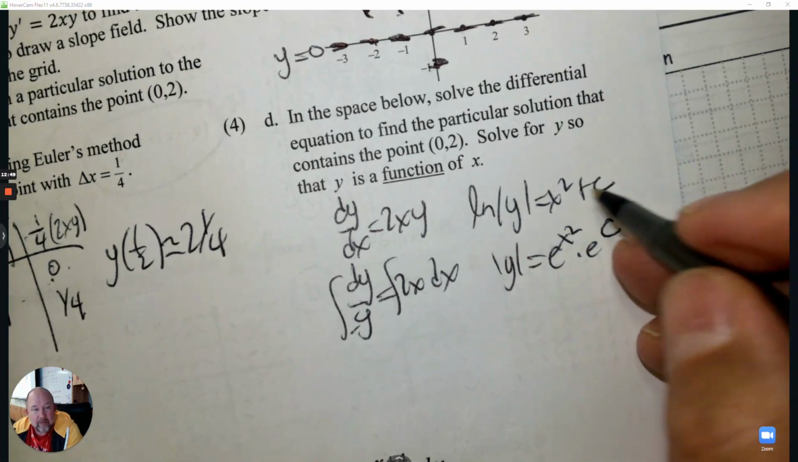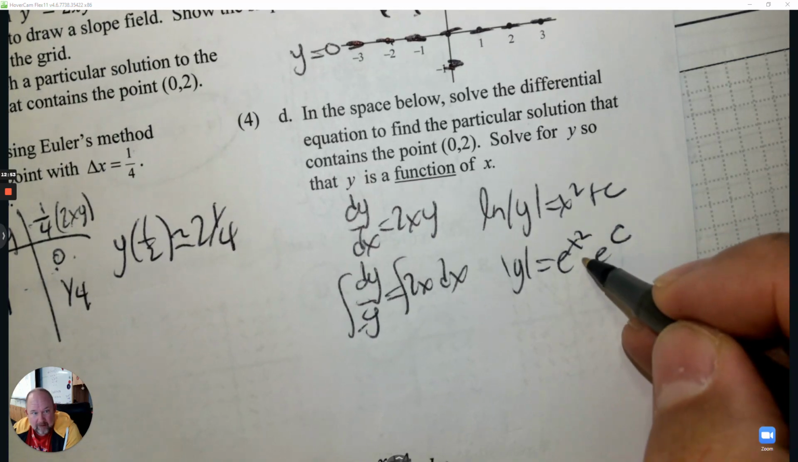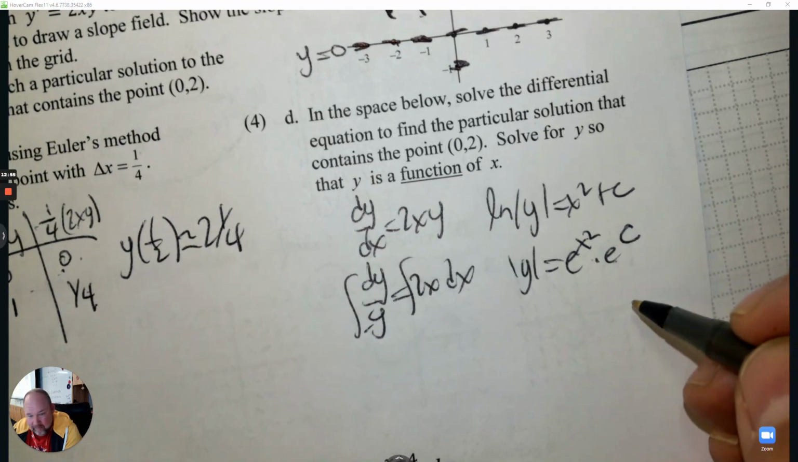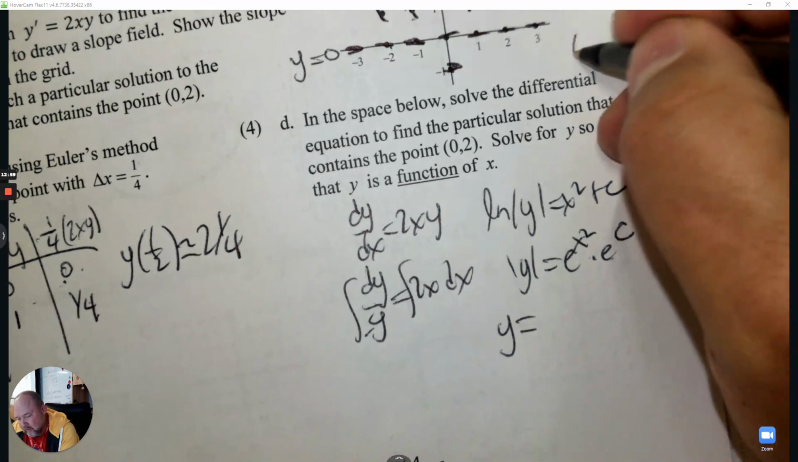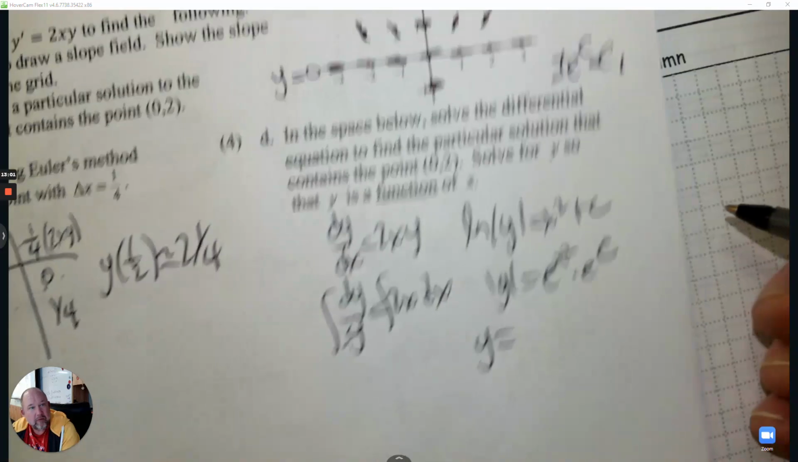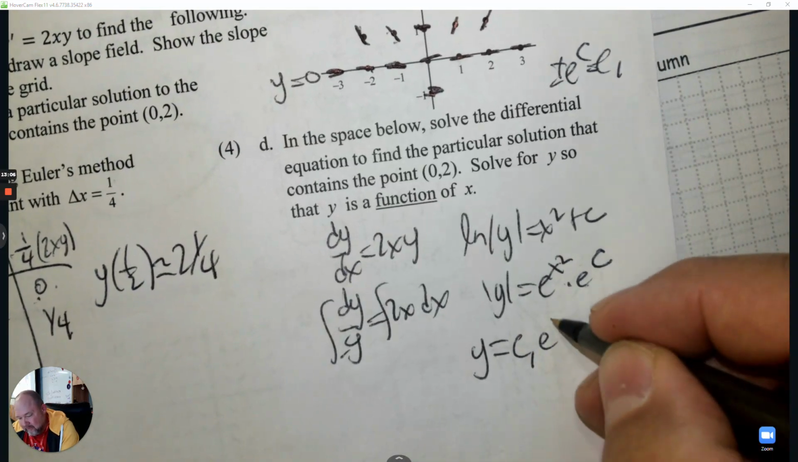But I'm not going to write it as x squared plus c up there. I'm going to separate it. So it's going to be e to the x squared times e to the c. You could add them together. And then I'm going to do a substitution. So plus or minus here, we'll just make it a simple constant. So it's just a simple constant times e to the x squared.